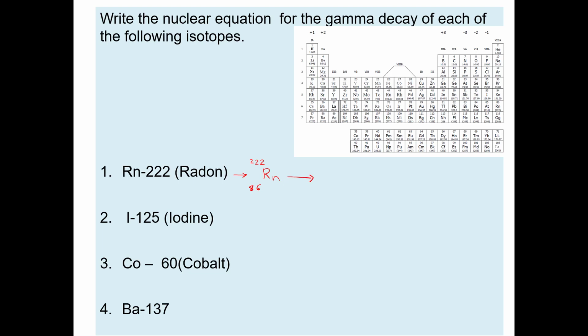Release an alpha particle, and now the excited isotope will be at a lower state of energy. And in this case, we don't write the asterisk here, but we need to add the symbol for gamma radiation. Let's see in case of the iodine. In case of the iodine, we have the mass number is 125 and the atomic number is 53.